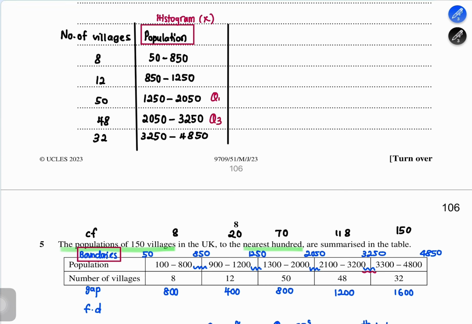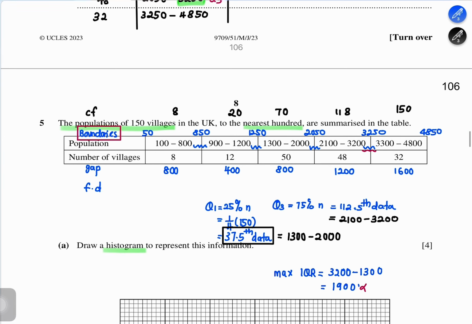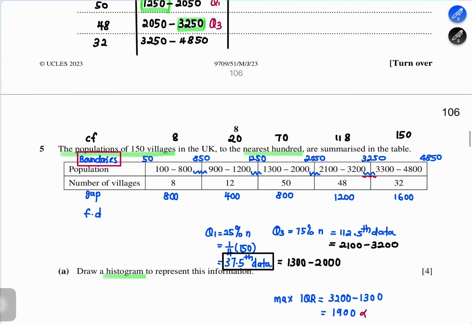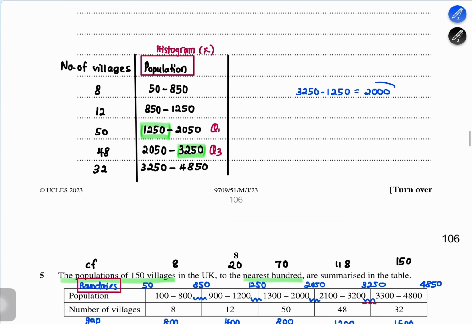So can I just take the 3250 and minus the 1250 now? If I do that, what will I get? I'll get 2000. So is this 2000 correct? Previously we got 1900. Now if I consider the class boundaries, I'm getting 2000. Am I making sense to my solution?